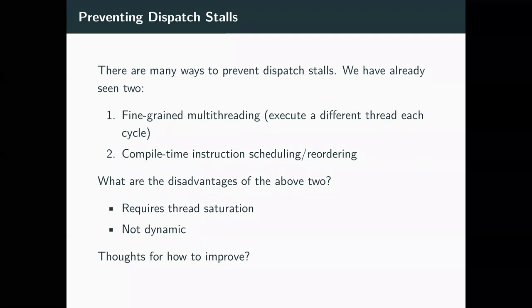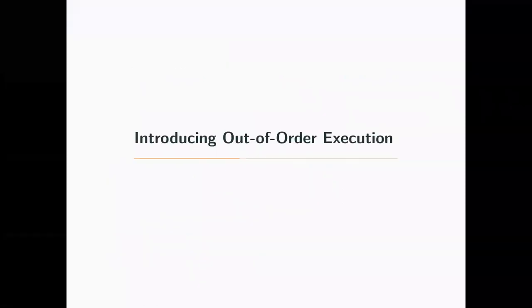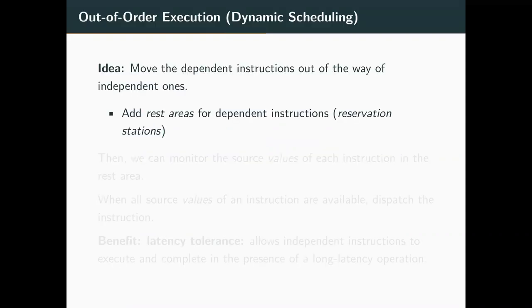We can't do anything though. We can't even bypass if we don't have the data yet from a load, for example. So we're going to look at this idea of out of order execution. It's also called dynamic scheduling. And the idea is that let's try and do dependent instructions and kind of separate them from these independent instructions in a sense.